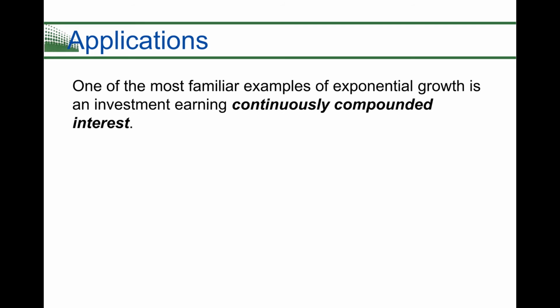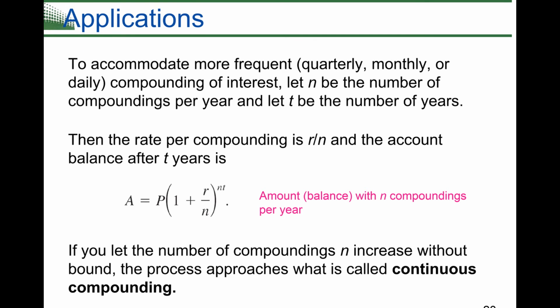So let's look at some applications of these evaluations and these exponential functions that we're just starting to get into. One of the most familiar examples of exponential growth is an investment earning continuously compounded interest. To accommodate more frequent quarterly, monthly, or daily compounding of interest, let n be the number of compoundings per year and let t be the number of years. Then the rate per compounding is r over n, and the account balance after t years is the following. So I would write this down. This is our compound interest formula.